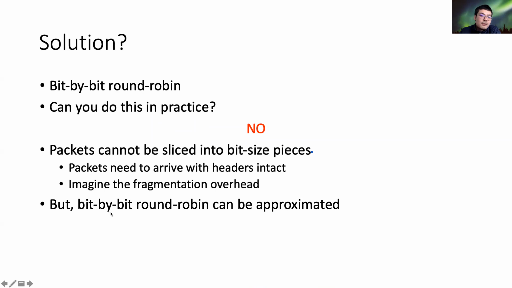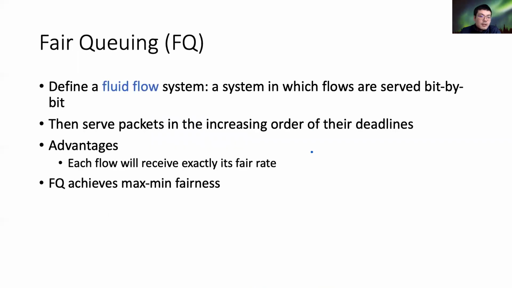So here we are doing the bit-by-bit round robin, but in a proxy manner. We are still sending in units of packets. This is called the fair queuing method. We define a flow system where flows are served bit by bit, then we serve packets in increasing order of their deadlines. So we regard the sending as if it's by bits, but we have to take the actions in the unit of packets. This is what I just described earlier.